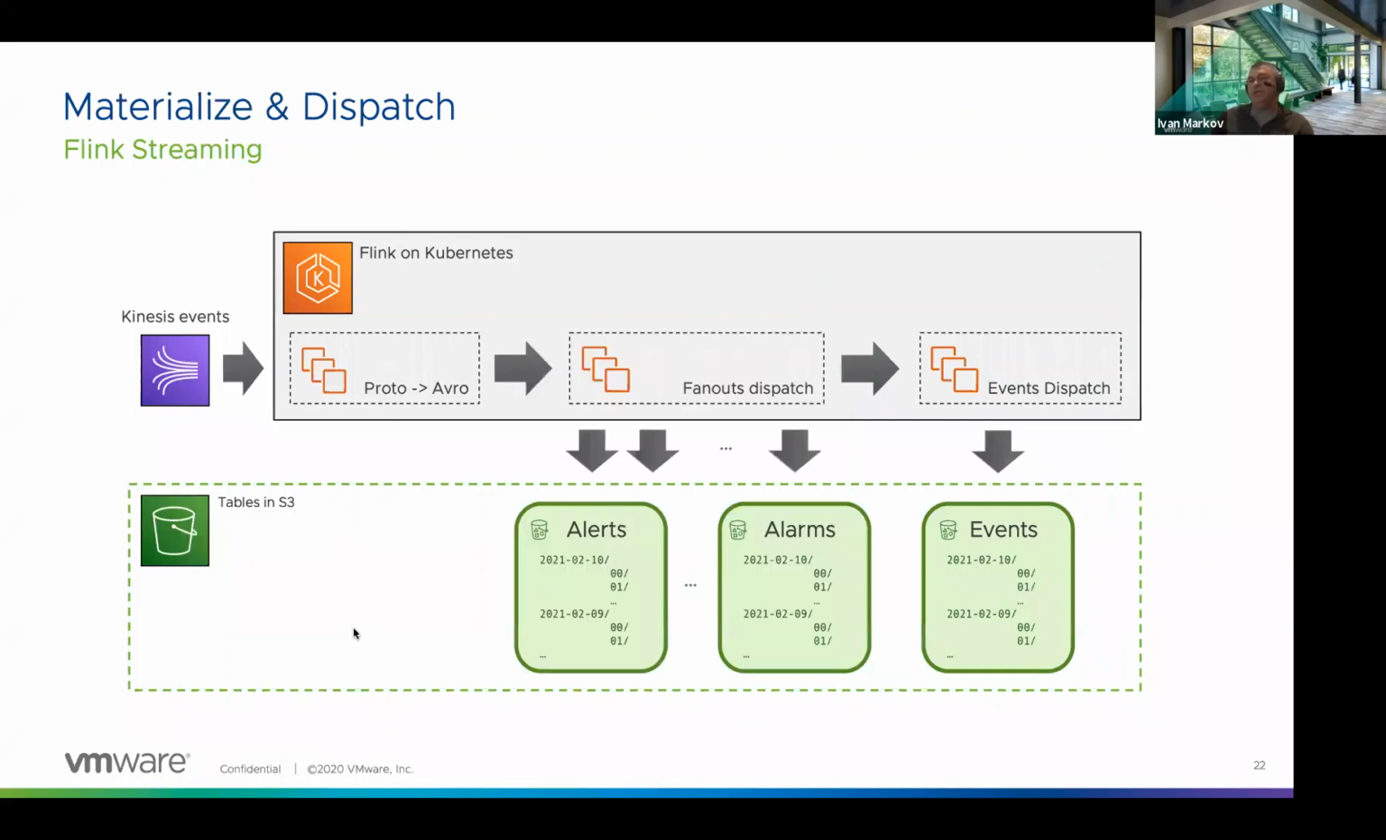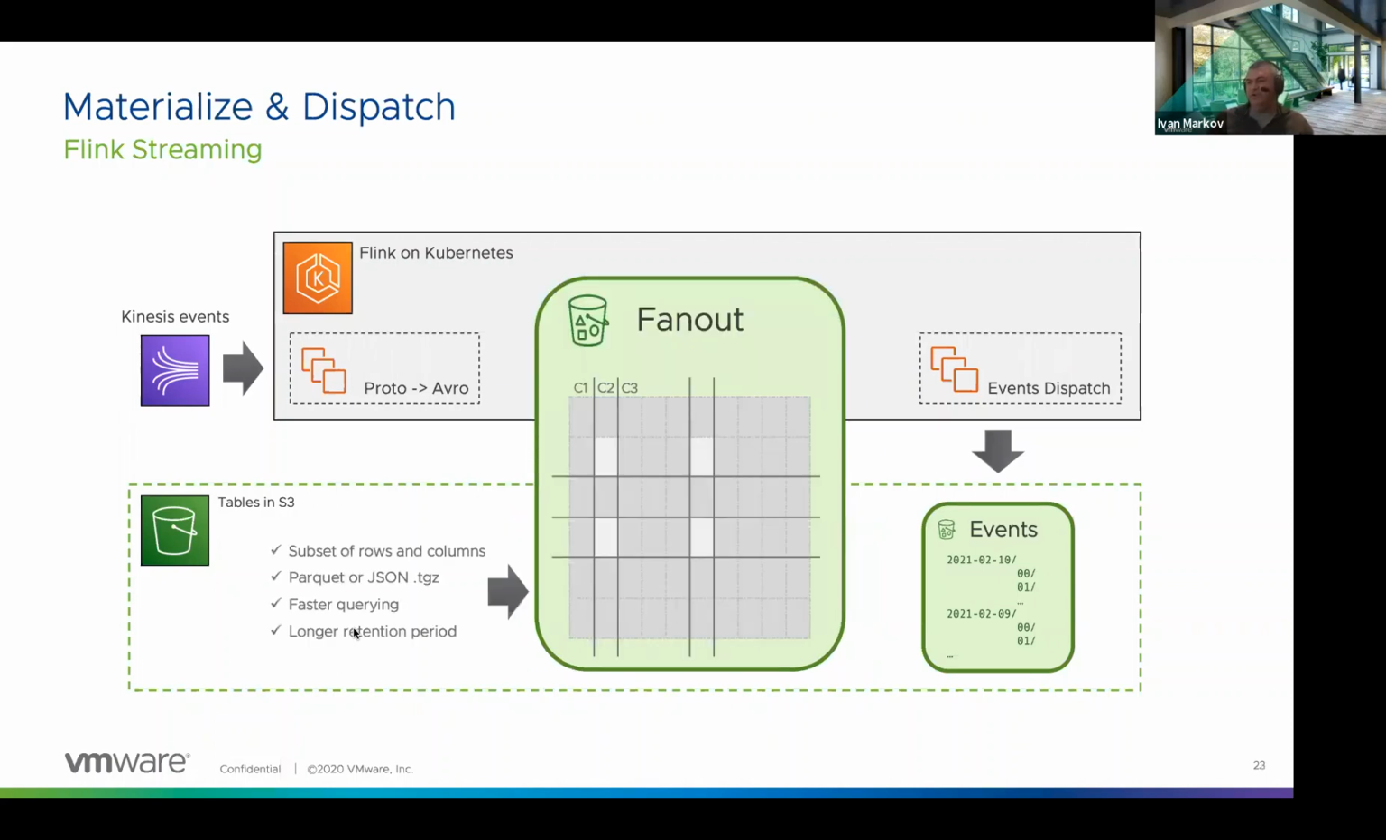Now, obviously the picture is not as simple as I have drawn originally. We have something called fanouts. Fanouts are basically subset tables, if you wish. If we drill into one of those tables, what we do is essentially filtering, either vertically or horizontally. We are either just taking a subset of the rows of the original events, or we are taking a subset of the columns.